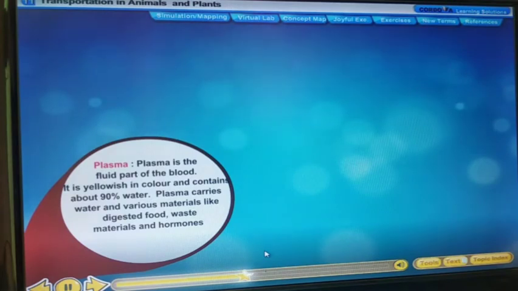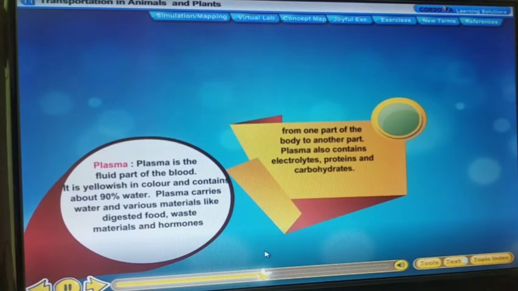Plasma is the fluid part of the blood. It is yellowish in color and contains about 90% water. Plasma carries water and various materials like digested food, waste materials, and hormones from one part of the body to another part. Plasma also contains electrolytes, proteins, and carbohydrates.